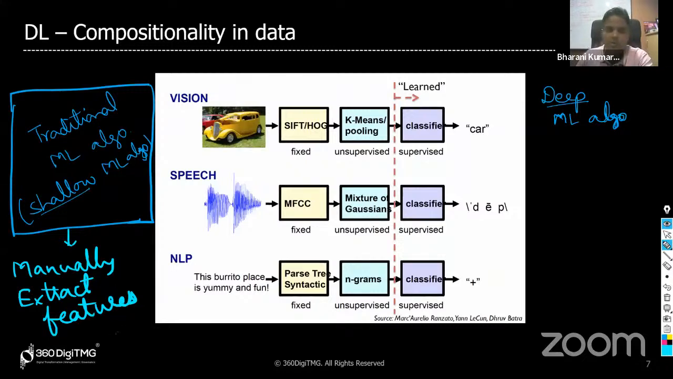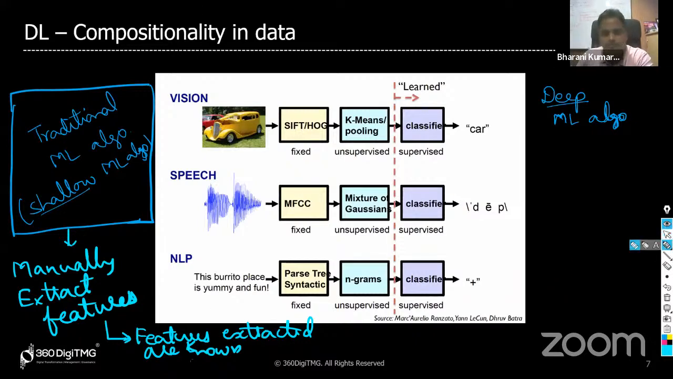However, you would know what exact features you have extracted. The features extracted are known. You know what features you have actually ended up extracting. Though it is time consuming, this is the best part. And then you can build your traditional machine learning algorithms on top of that data.